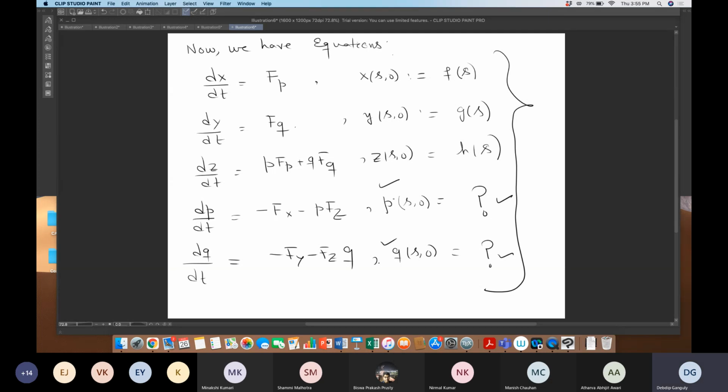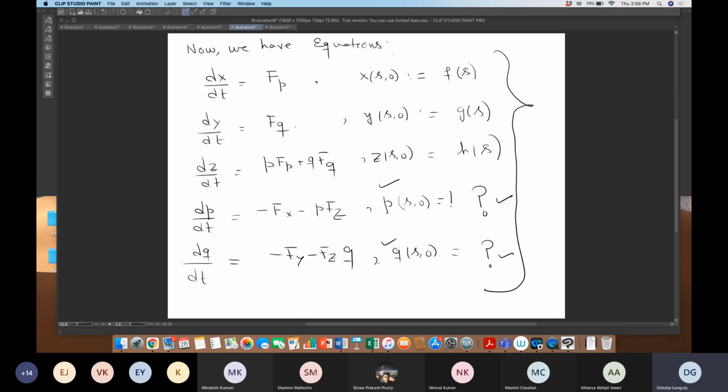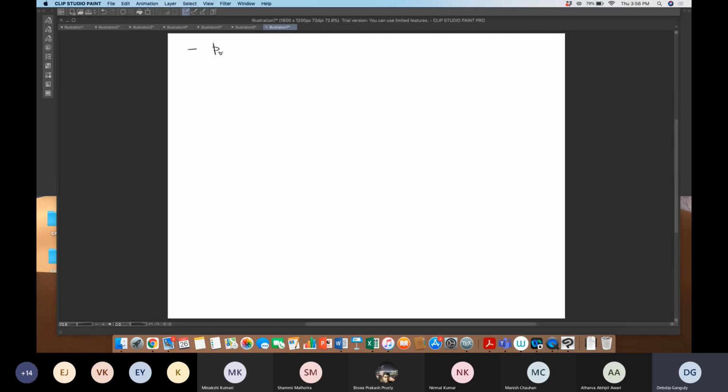How to get these initial conditions? Anyone, any idea? The initial conditions must also satisfy the PDE. Very good. So first of all, that is one part. Let's say the initial values are called P naught and Q naught. P naught and Q naught should satisfy the PDE.